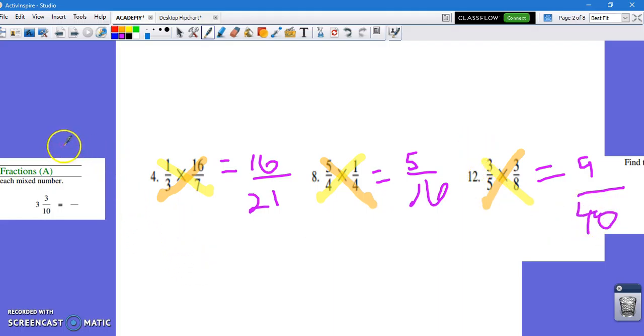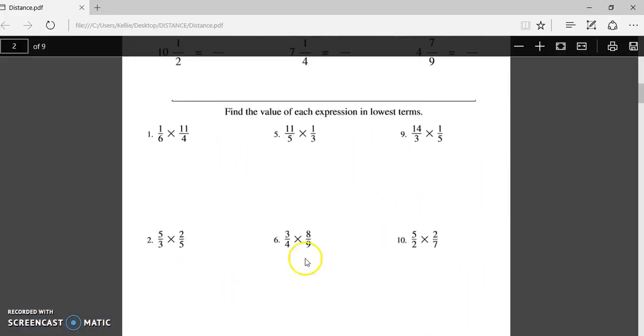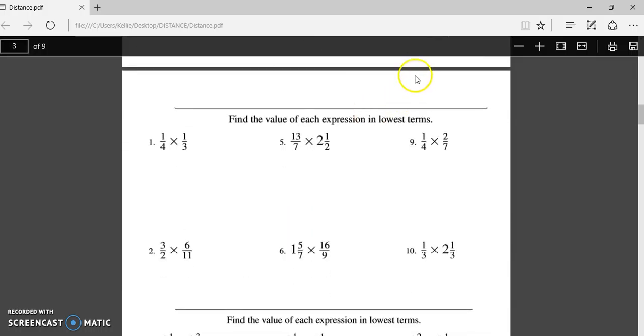All right, so that takes care of what you have on page 2, I believe. That takes care of page 2. And so now, for the next video, I will go to page 3, which looks like this.